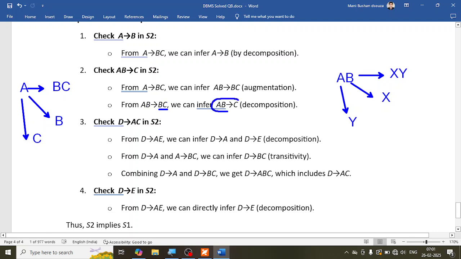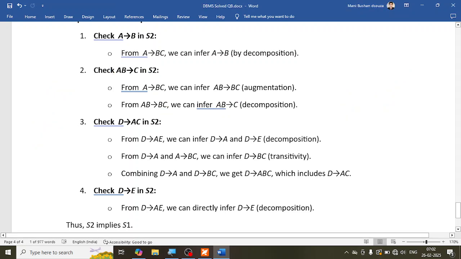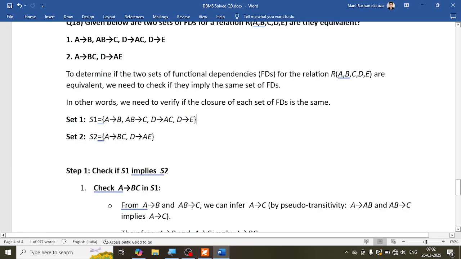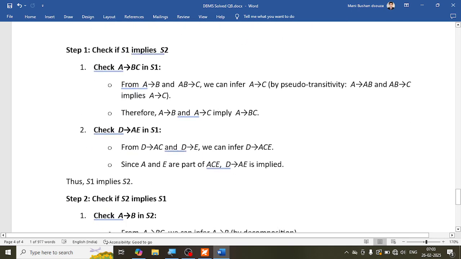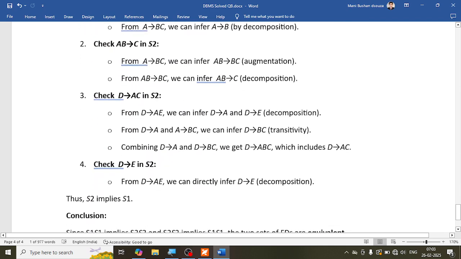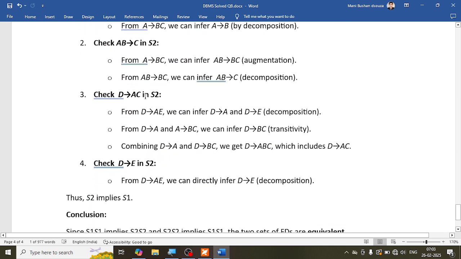What is required is to prove whether AB derives BC is there in the second set. So what we have proved here is that this relationship, AB derives BC, can be obtained using the other. Now let's see whether D derives AC is there in that relationship. So let's go with D derives AC.